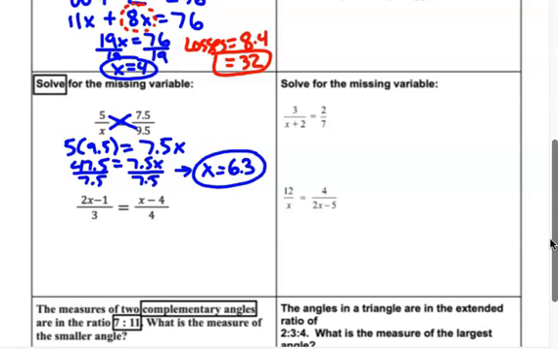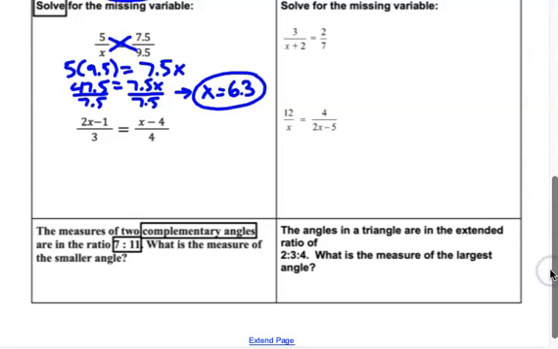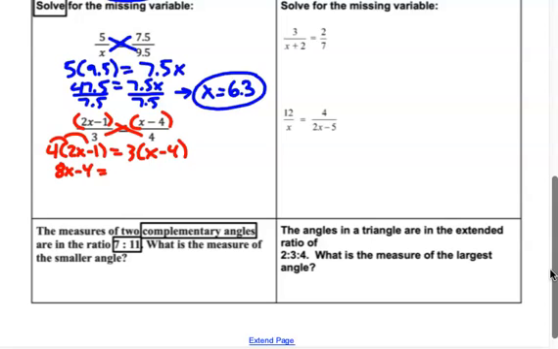That's 47.5 divided by 7.5. It can be a little trickier if there's distribution. In this one, the extremes are 2x minus 1 and 4. So we have 4 times parentheses 2x minus 1 equal to 3 times parentheses x minus 4. Make sure that these get distributed. We have 8x minus 4 equal to 3x minus 12.